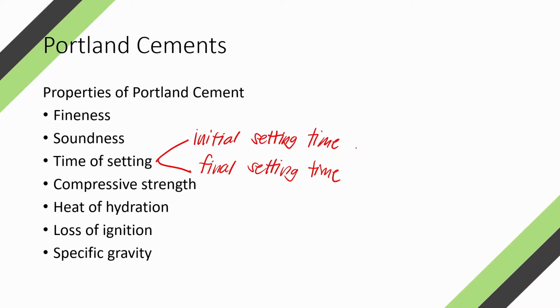So, loss of ignition, yung kapag medyo matagal siya na nakastore, possible na may mga mamuong mga clumps ng cement. So, yan yung loss of ignition. And then, we have here the specific gravity of the cement. So, usually, yung specific gravity ng cement is about 3.15. So, ayan yung mga properties ng ating Portland cement.